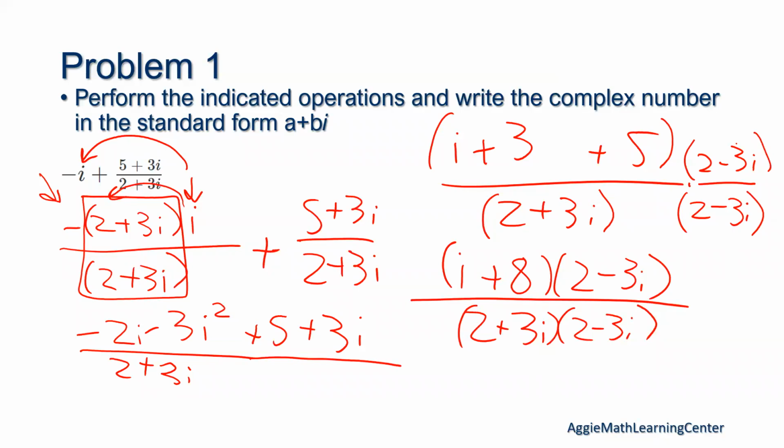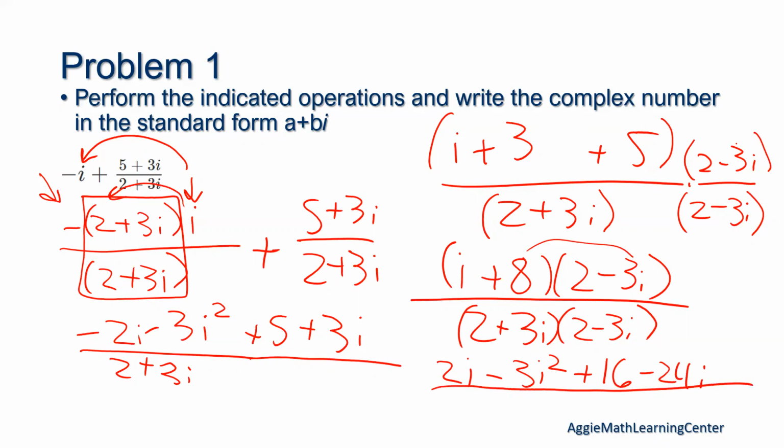So distributing the top, we have 2i, minus 3i squared, and now multiplying the 8, we have 8 times 2 is 16, and then 8 times -3i is -24i. Good. Okay, so this is what she was talking about with the magic of conjugates. The middle terms will cancel out.